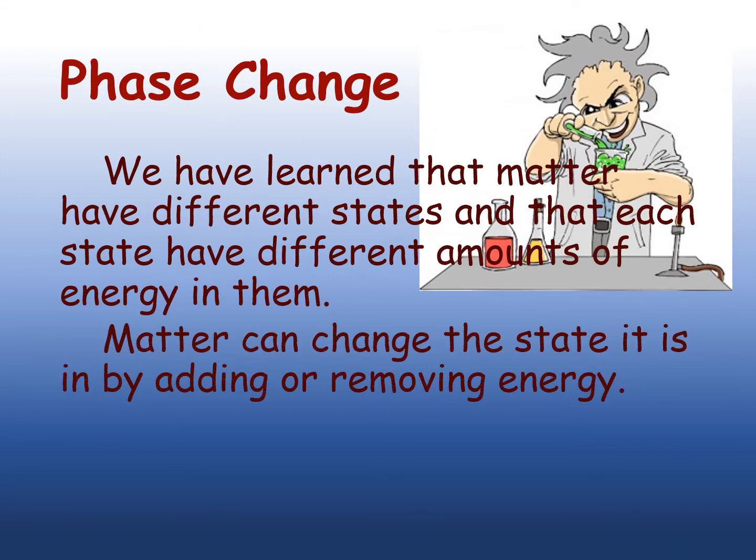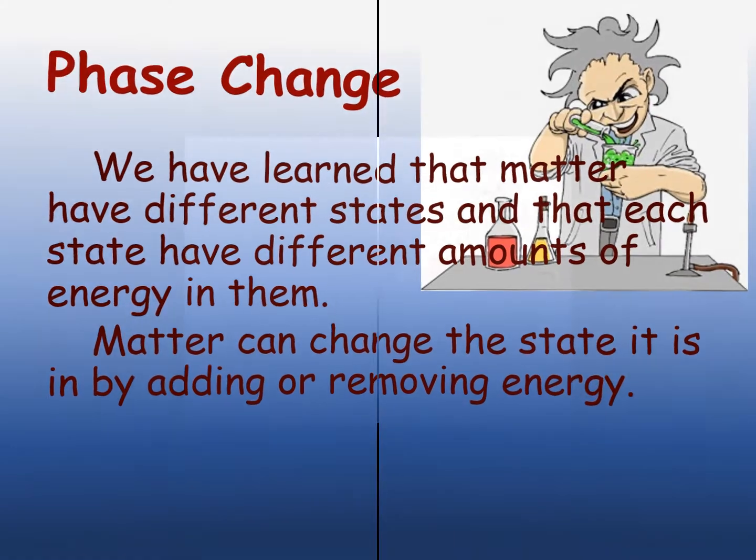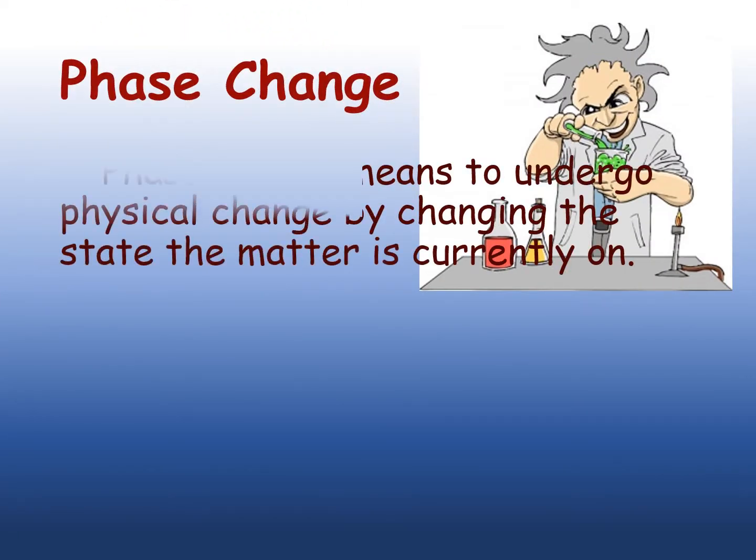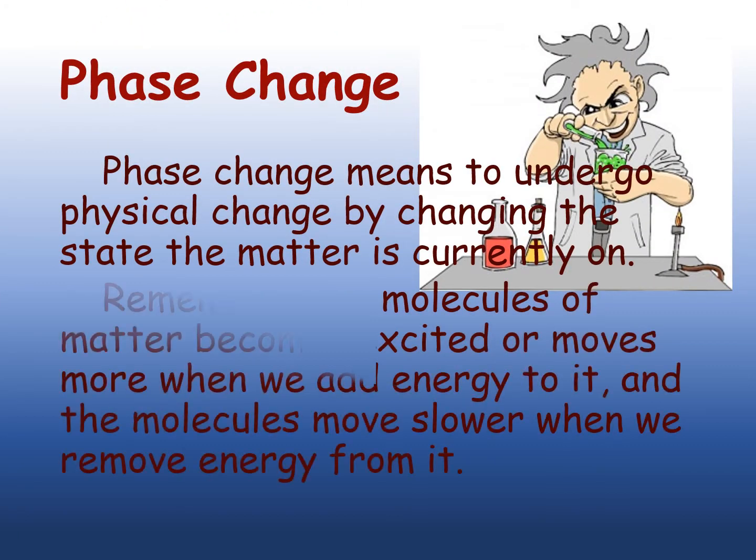different changes in matter, specifically phase change. We have learned that matter has different states, and that each state has different amounts of energy in it. Matter can change the state it is in by adding or removing energy. Phase change means to undergo physical change by changing the state the matter is currently in.